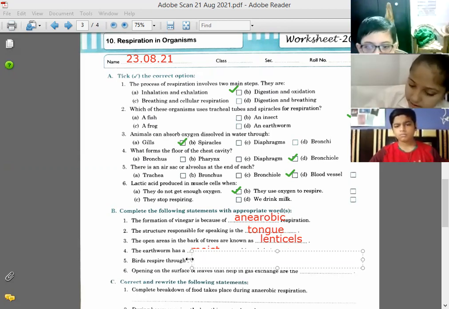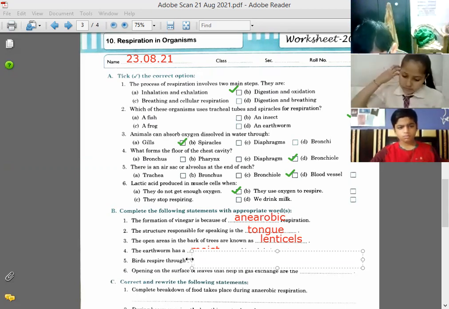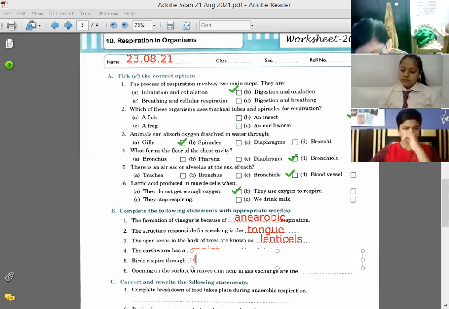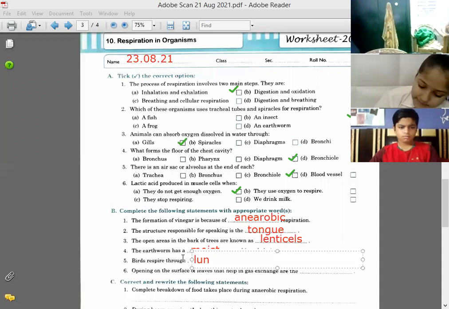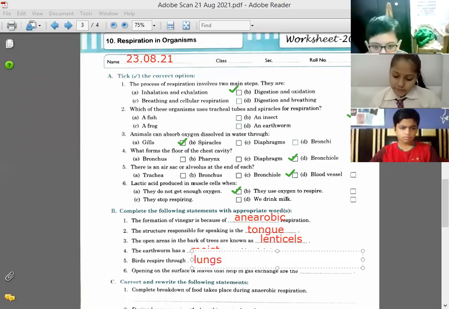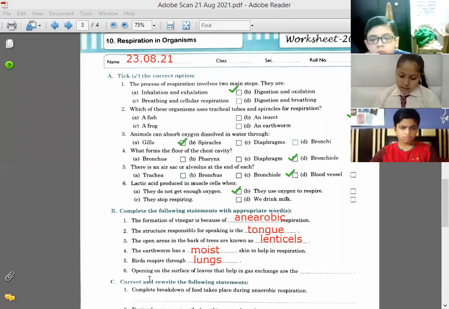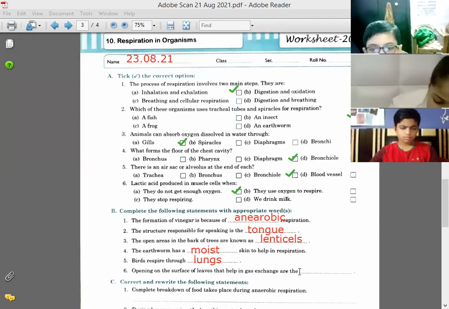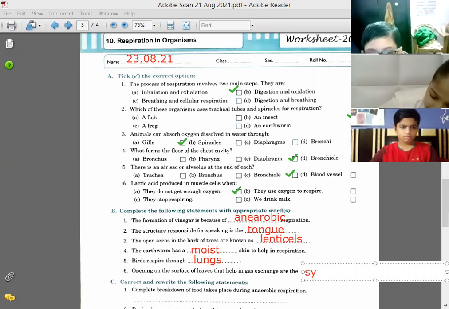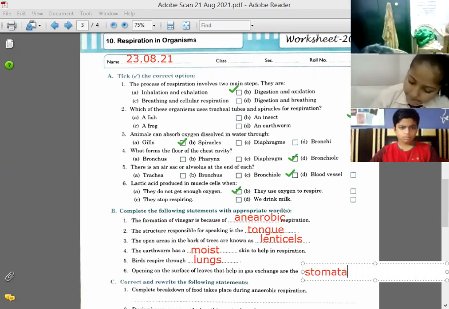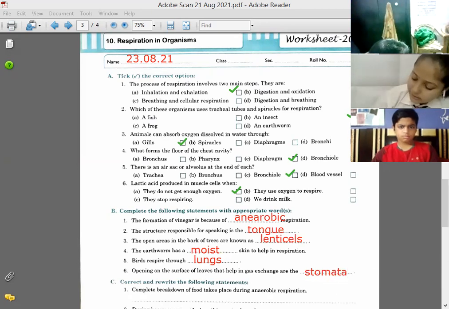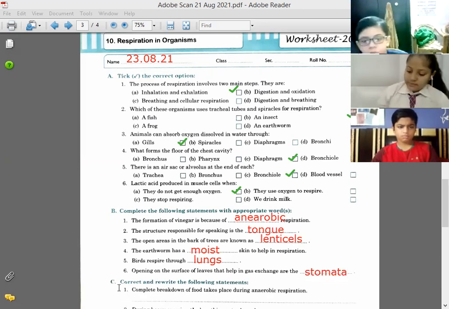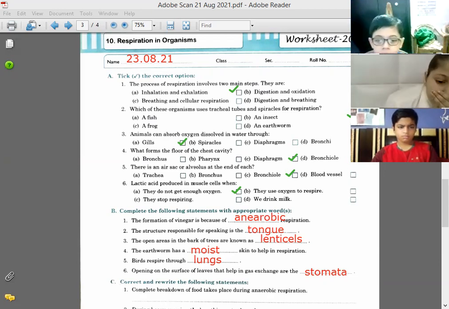Tell me. It's very simple, children. Lungs. How do birds respire? Through lungs. Yes. Next, the opening on the surface of the leaf where the exchange takes place: stomata. So kindly write down, children. I hope each one of you has done it.